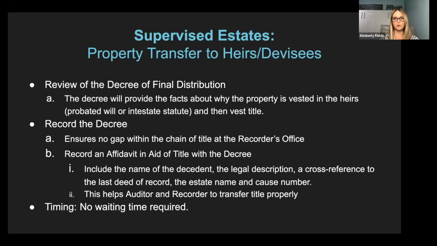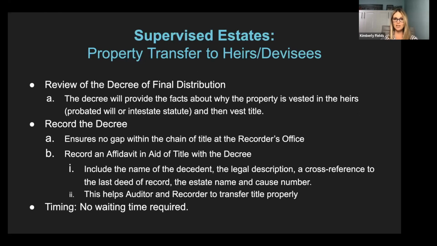On that affidavit, you want to include the name of the decedent, legal description, cross-reference to the last deed of record, the estate name, cause number, and really outline it. And if you guys don't have a copy of one of those, I can send you a template, so just let me know. This really helps the auditor and the recorder connect the dots so that we make sure the property does get vested properly with the county, so we see it right on taxes and moving forward. And again, no waiting time is required because the estate is being supervised and looked over by the court.